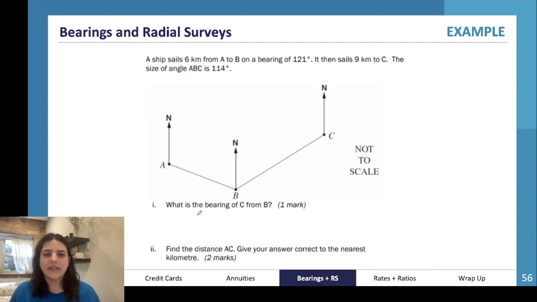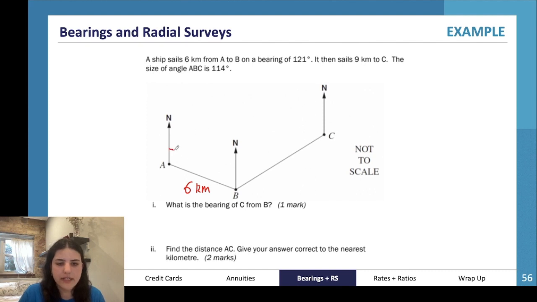Okay, here's another example. A ship sails 6 kilometers from A to B on a bearing of 121 degrees. It then sails 9 kilometers to C. The size of angle ABC is 114 degrees. What is the bearing of C from B? Okay, so we've got A, B, and C. We've been told the ship sails 6 kilometers from A to B. So we would label this 6 kilometers. And it's on a bearing of 121 degrees.